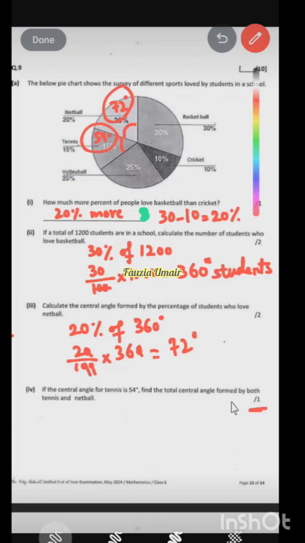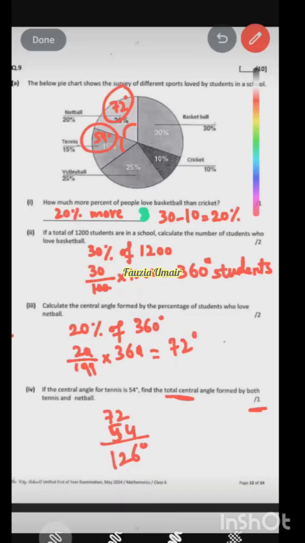So what is the total angle formed by netball and tennis? How much is the total? 72 plus 54 is 126 degrees. Okay, is it clear? These questions are tricky, but with a lot of practice, it's not difficult to solve them.